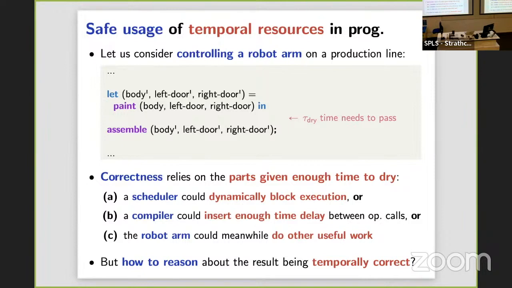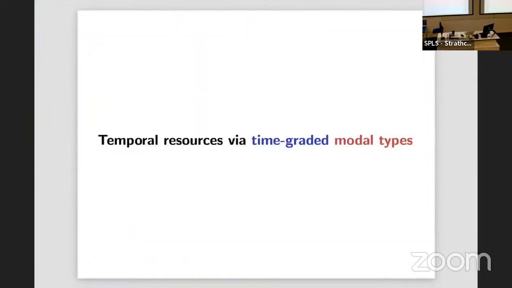And the question is, how do you reason about any of these things kind of being correct, and how do you do it in a single framework? And that's what the rest of the talk is going to be about.